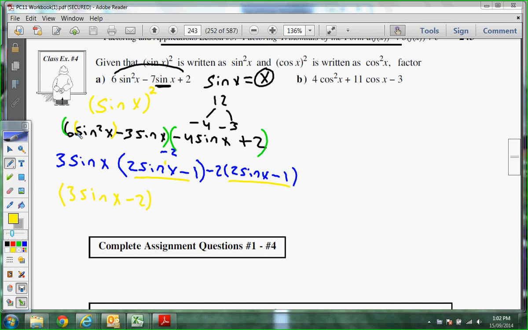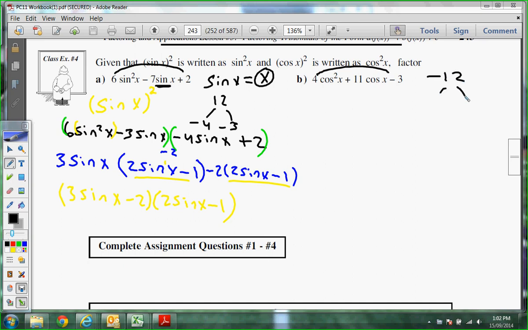Okay, good. And to finish off here, make sure we're good: 2 sine x minus 1, 3 sine x minus 2. Good. All right. One more of these ugly ones here.